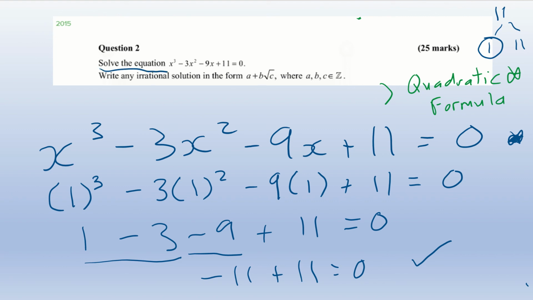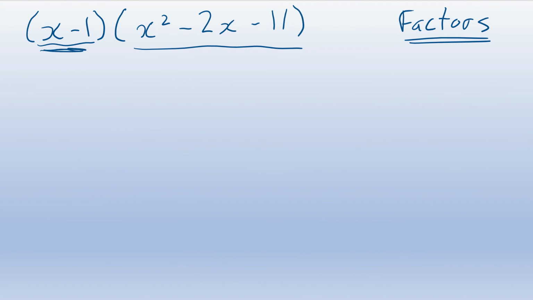They asked us to solve the equation x cubed minus 3x squared minus 9x plus 11 is equal to 0, and they asked us to write any rational solution in the form a plus b root c, where a, b, c is an element of Z. Right now, what we have is this here, and we've got this. But we need to find out what our roots actually are.